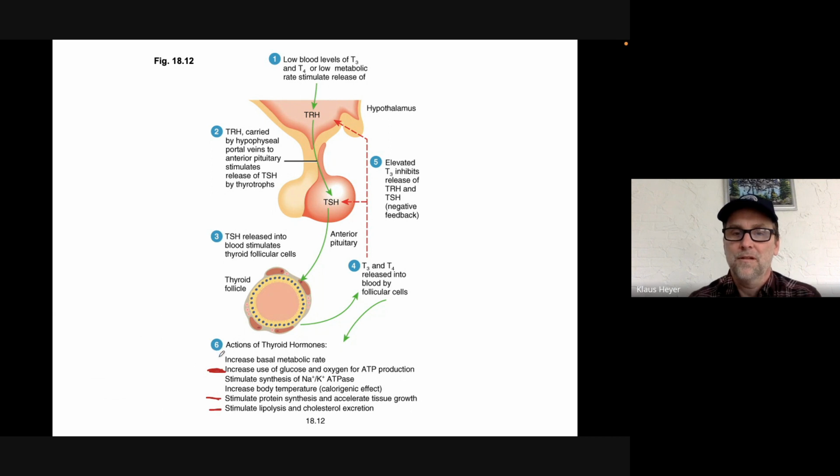So that's kind of what thyroid hormones do. They increase your body temperature. They just increase the use of oxygen, because if you're going to make more ATP, you're going to need more oxygen. So it's not like a big deal. We could forget about this one up here. And then, as you know, the first thing that we knew about T3 and T4, they increase your metabolic rate. They increase metabolism.